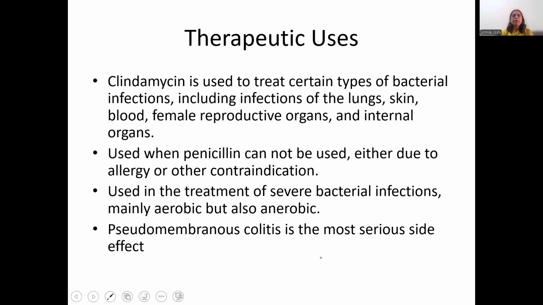Coming to therapeutic uses, clindamycin is used to treat certain types of bacterial infections, including infections of lungs, skin, blood, female reproductive organs, and internal organs. Most of the times, clindamycin is used when penicillin cannot be used either due to allergy or due to other contraindications. So this is reserved in case when penicillin cannot be used.